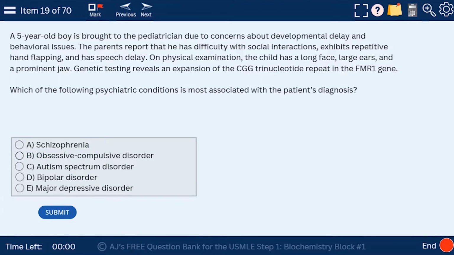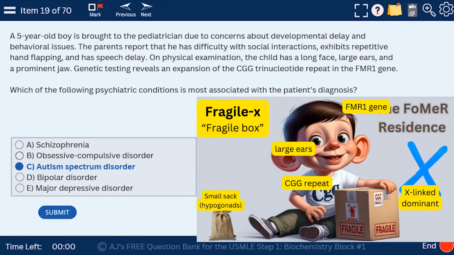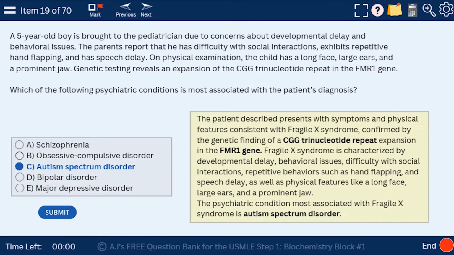All right, here you have a 5-year-old boy who has hand flapping and speech delay, and there's a CGG trinucleotide repeat in the FMR1 gene. This is Fragile X, and this is associated with autism spectrum disorder, especially when it's not a full-blown Fragile X. That is, the CGG trinucleotide repeats are on the lower end of the spectrum. No pun intended. And you can read about that over here.